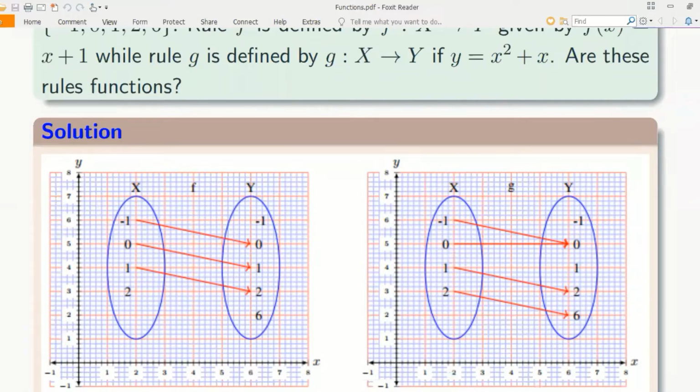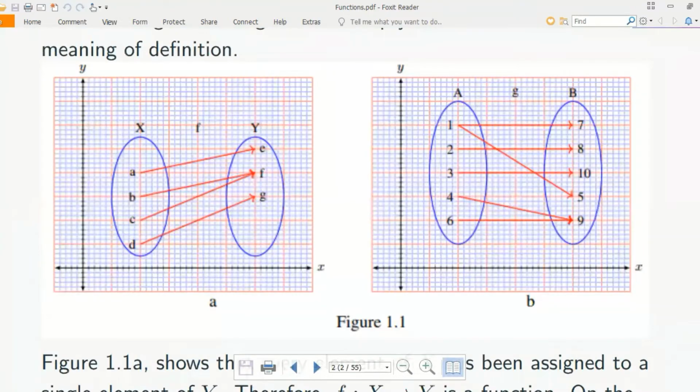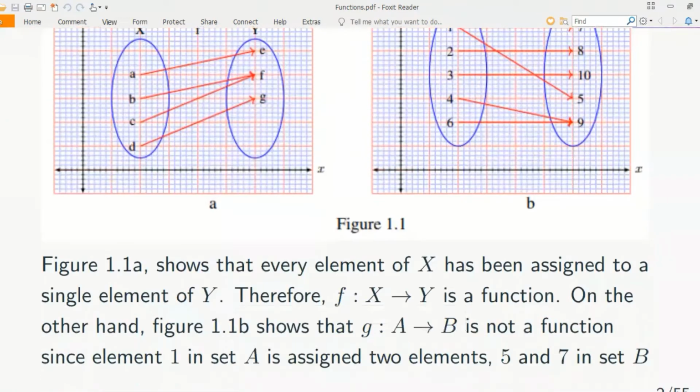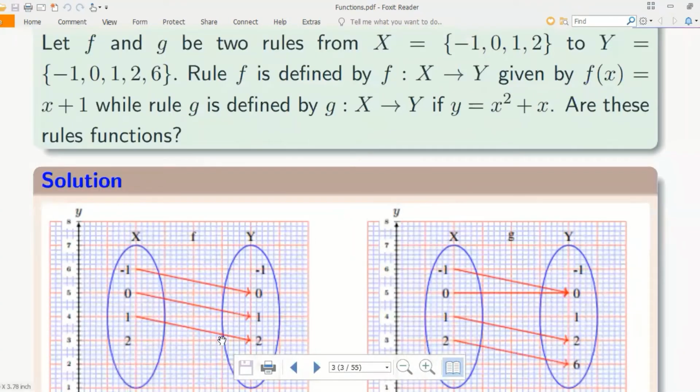Let's go back to the definition. The definition says that a function f from a set A to a set B is a rule that assigns to each element of A exactly one element in B. That definition disqualifies our f from being a function, because each element in A must be assigned, but 2 has not been assigned.